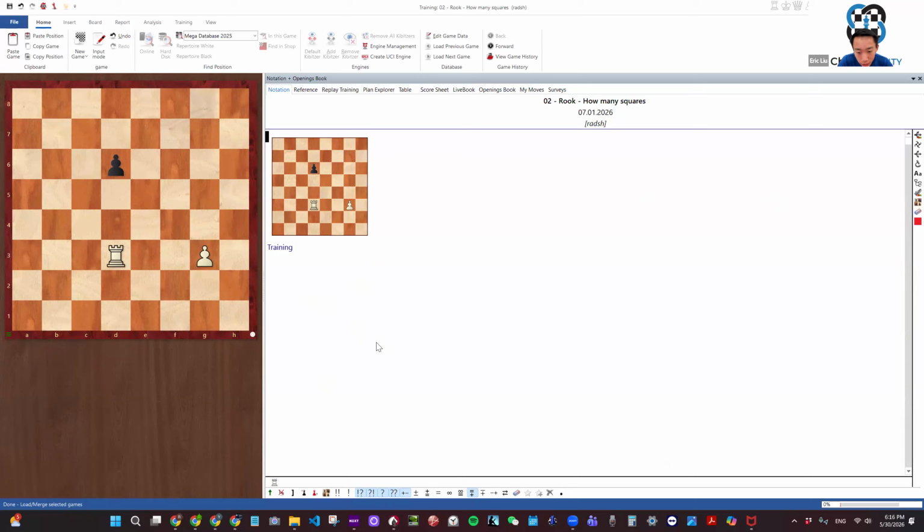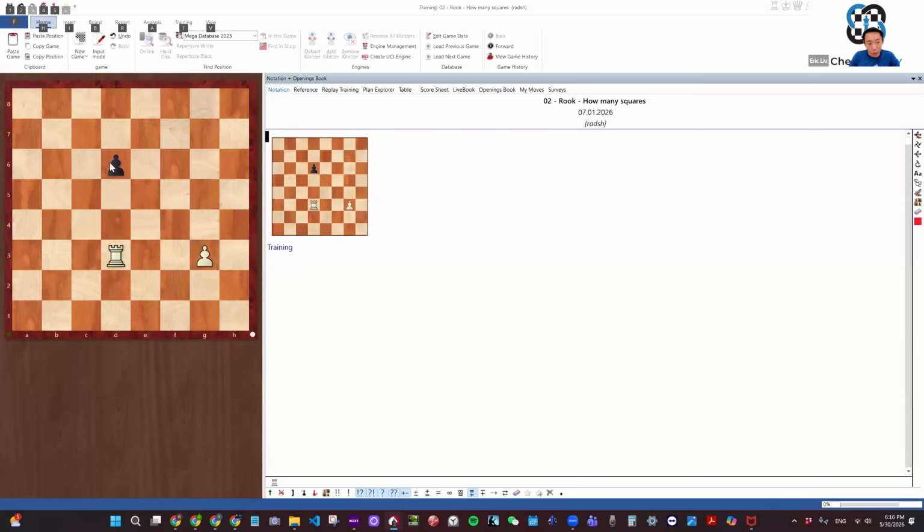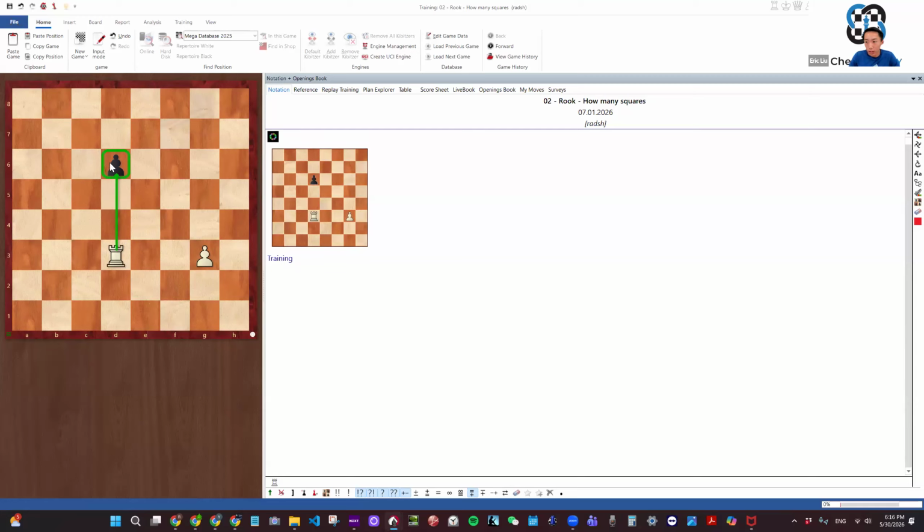Good job to those of you that got it. 10 squares. Let's see which 10 squares the rook can move to. So, the rook can move up 1 square, up 2 squares, up 3 squares and capture that pawn. Because you see this is a white rook, and that pawn is a black pawn.